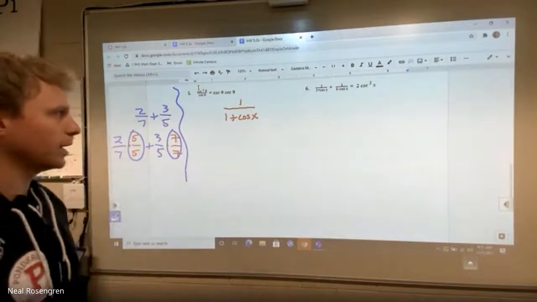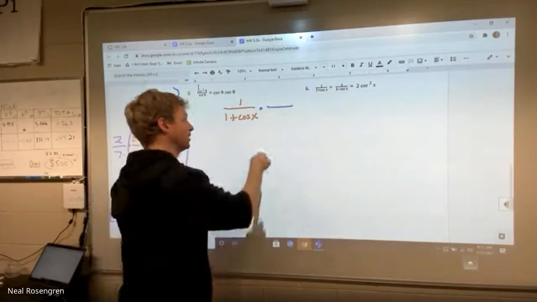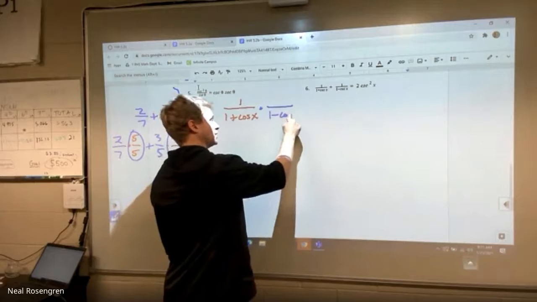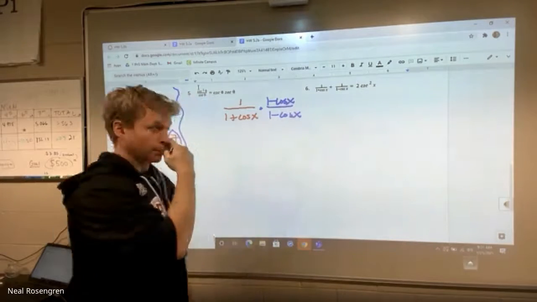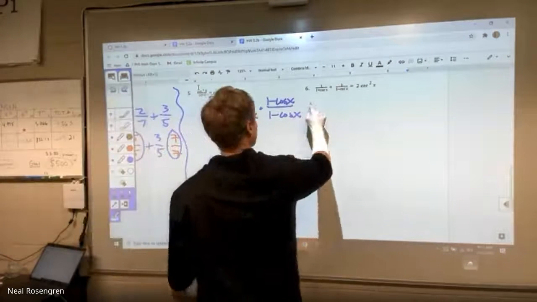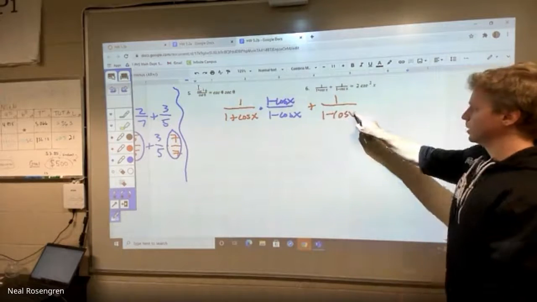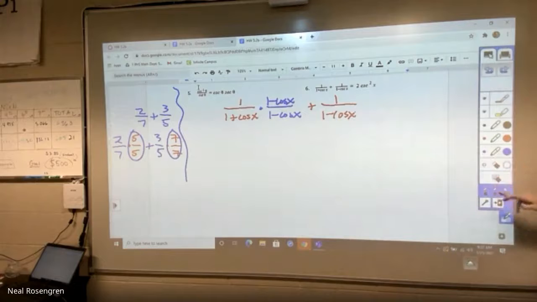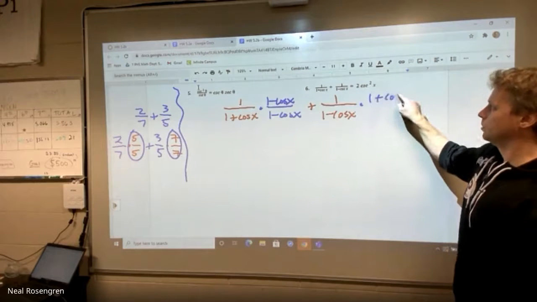I'm just rewriting the way it looks. And so when I multiply this first fraction by the denominator of the second one, I have to make sure I do it on top and bottom, okay? And I'm going to do the same thing with the second one, plus 1 over 1 minus cosine of x. So kind of the original stuff in red there, the change that I'm making happening in blue.